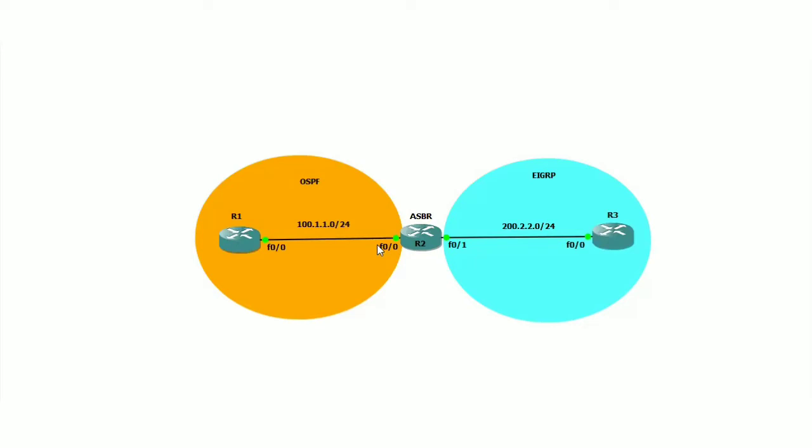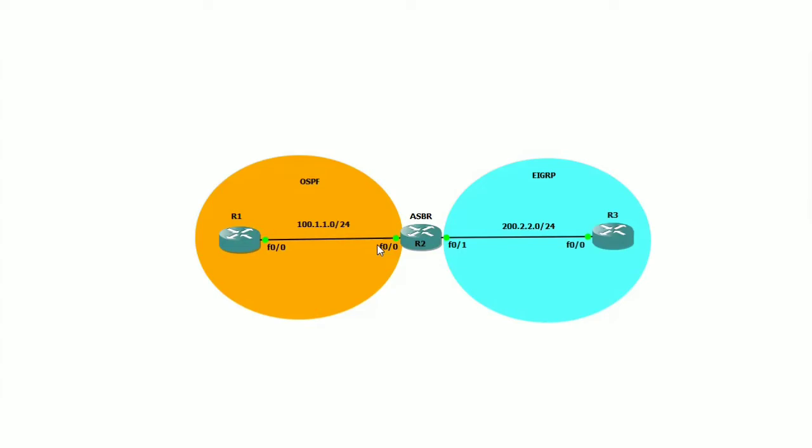Okay, now we are going to be learning redistribution. So route redistribution. Now we are going to redistribute routes from OSPF into EIGRP and EIGRP into OSPF. Redistribution is a way to exchange routing information between two autonomous systems instead of using BGP.